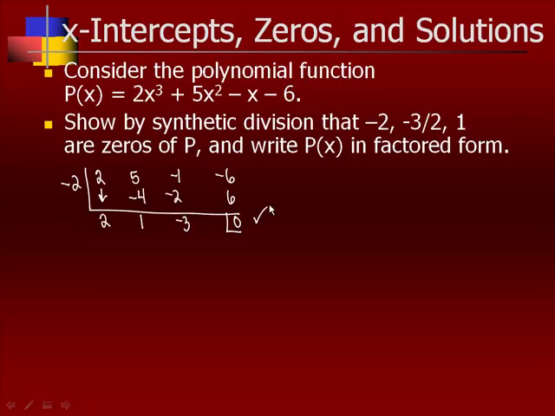Now let me show you a shortcut. Let's say we did 1. We could just use this result to do it in 1. So we drop down our 2. 2 times 1 is 2. That's a 3. That's a 3. And that is 0. Okay, now why did that work?